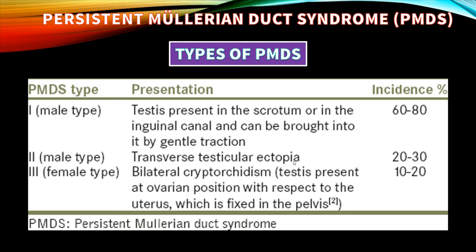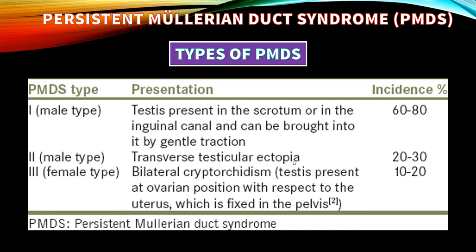Type 2, it is also male type. Its incidence is 20 to 30%. It presents as transverse testicular ectopia. The third type is a female type.